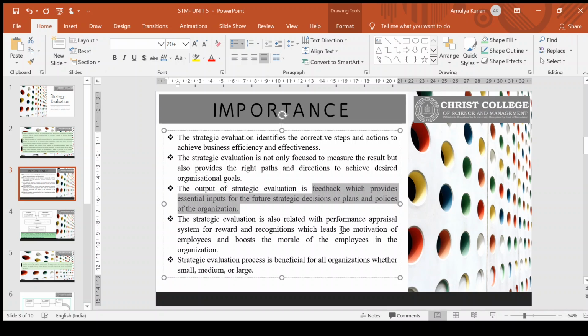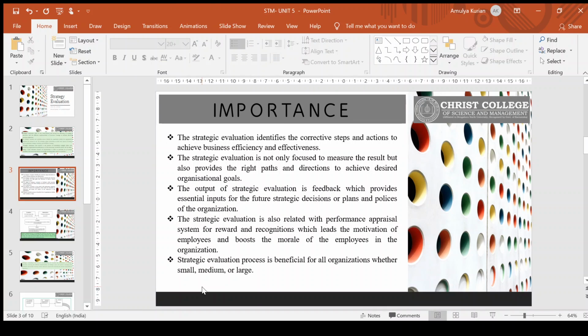Fourth, it helps in performance appraisal. It will help you to find the rewards and recognitions which should be given to an employee in order to keep them motivated and boost the morale of the employees. Last one, the strategic evaluation process is beneficial for all organizations, whether small, medium or large. So these are the importance of strategic evaluation. Now let us see how it is done, the process of strategic evaluation.